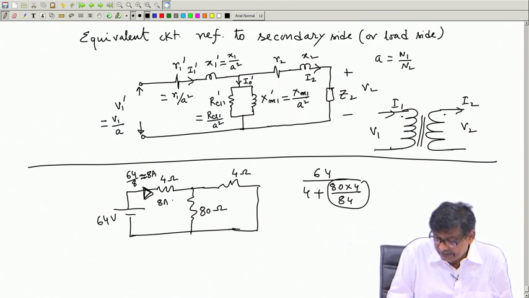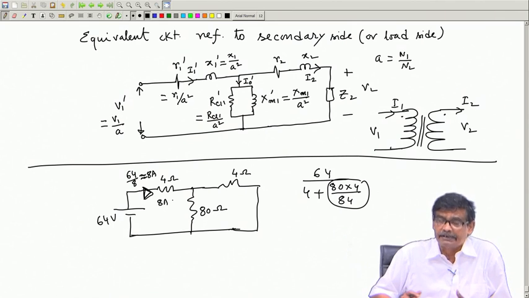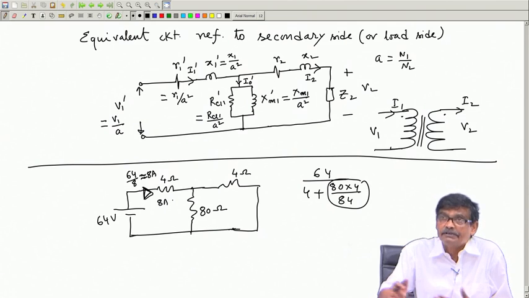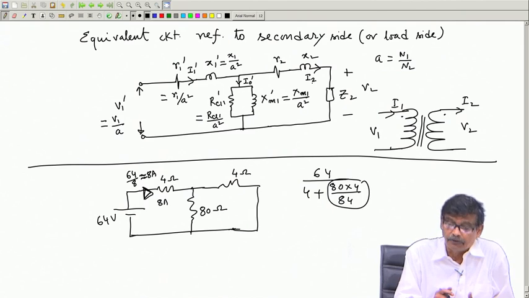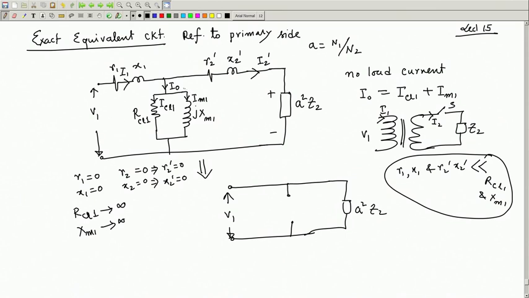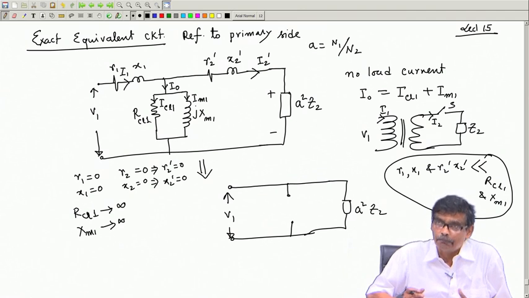Of course, in a DC circuit resistances are manipulated just like that, but in an AC circuit it is not. You have to do complex algebra to find out the equivalent of this branch and so on. So, coming back to the equivalent circuit referred to the primary side, if I know that this impedance is much higher compared to these values and these values, then I will rather sacrifice some accuracy, not too much. At the same time, I will reduce my computational burden.